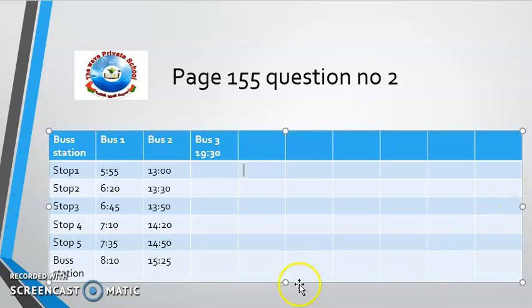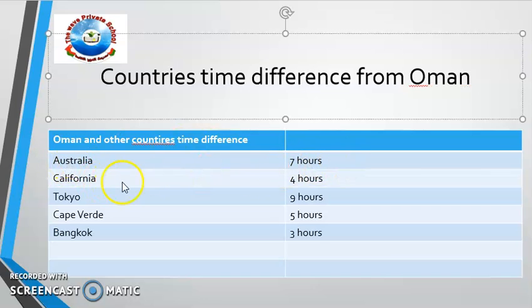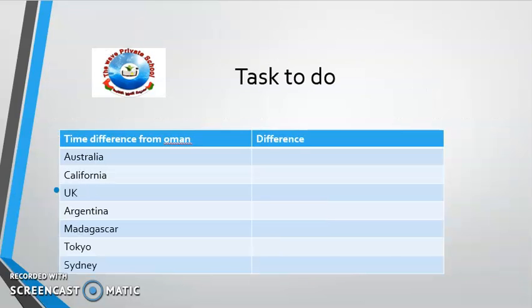Here you can see there are some time differences between these cities. Australia to Oman we have a 7 hour difference, California to Oman 7 hours, Tokyo, Cape Verde and Bangkok. So these are some countries, with the time difference between Oman and those countries. So there is a task, you have to do it by yourself, and this task also will be appreciated, and I will give you remarks also for these marks. So you have to search what is the time difference between Australia and Oman, California, UK, Argentina, Madagascar, and then Tokyo, Sydney. You have to search and write the difference of these countries' timings from Oman.